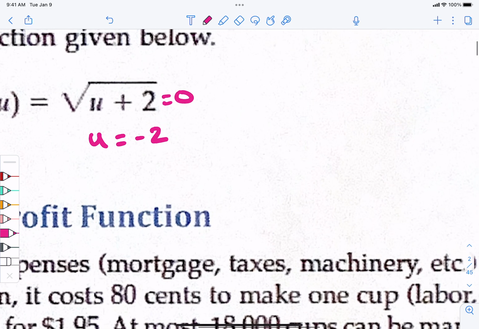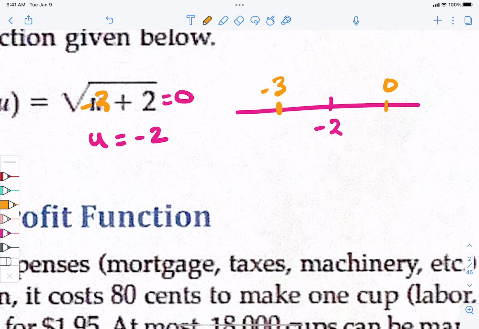And then I use a number line to figure out what we can plug in and what we can't plug in, okay? So on this side of -2, let's test like -3. What about on this side of the -2? 0, okay? If I plug in a -3, -3 plus 2 is -1. Can you take the square root of a -1? No, okay? If I plug 0 in, 0 plus 2 is 2. Can you take the square root of 2?